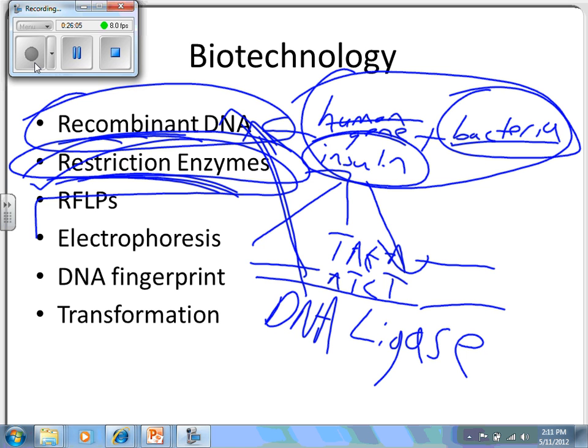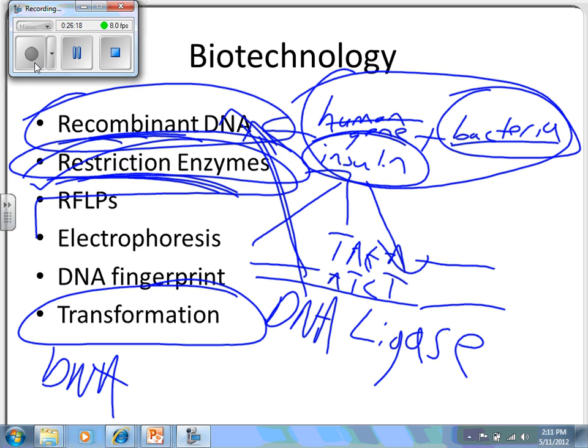But if you take a piece of DNA from one thing and you put it in something else and change it, that's called transformation. Taking DNA from one source, putting it into an organism, and changing it. In this case, we're going to transform bacteria with human DNA.